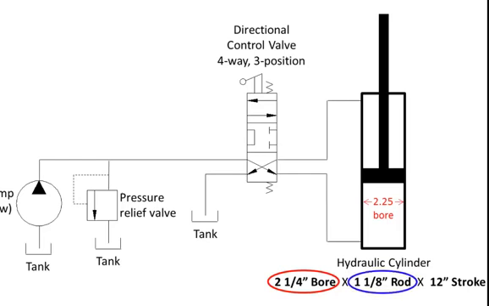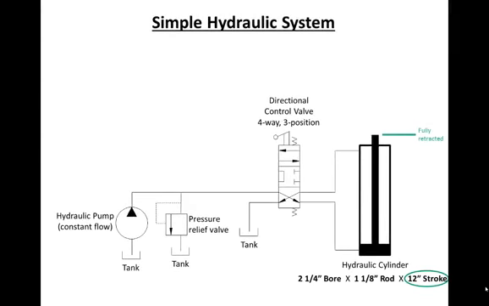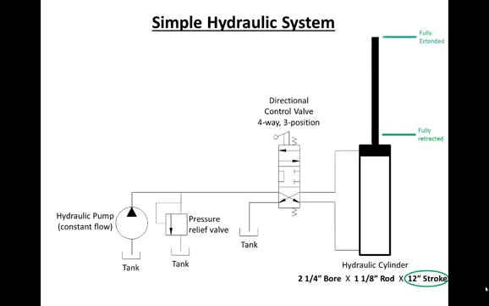The rod size is the diameter of the rod. And the stroke indicates how far the rod moves as the cylinder extends or retracts. For instance, let's retract this cylinder all the way to the bottom and make a mark at the end of the rod. As it extends, it will eventually reach fully extended position. The distance between the fully retracted and the fully extended position is the stroke of the cylinder.